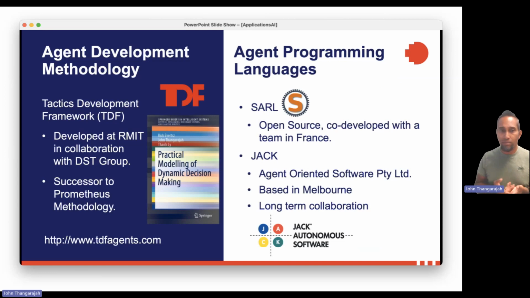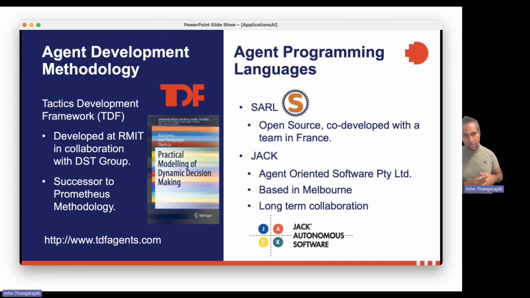So once you get the requirements, well, how do you translate that into the code? How do you translate that into a software system that implements these multi-agent systems? Well, you need a design methodology. And so at RMIT, we built a design methodology in-house. The latest version of it is called TDF, the Tactics Development Framework, and we've co-authored a book as well together with DST Group, because they've sponsored primarily a lot of the work that we've done in the past. And it's a successor to the Prometheus methodology, which again was built in-house here on how you design multi-agent systems. Again, if you're interested, please go look these up.